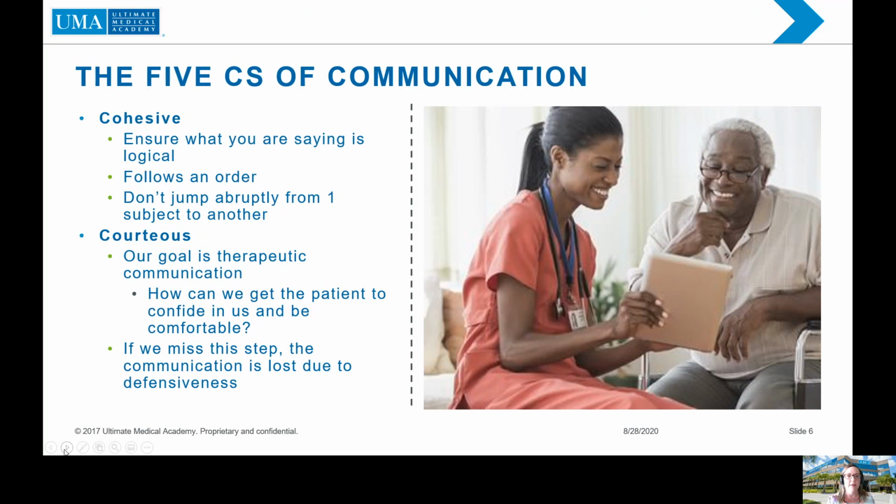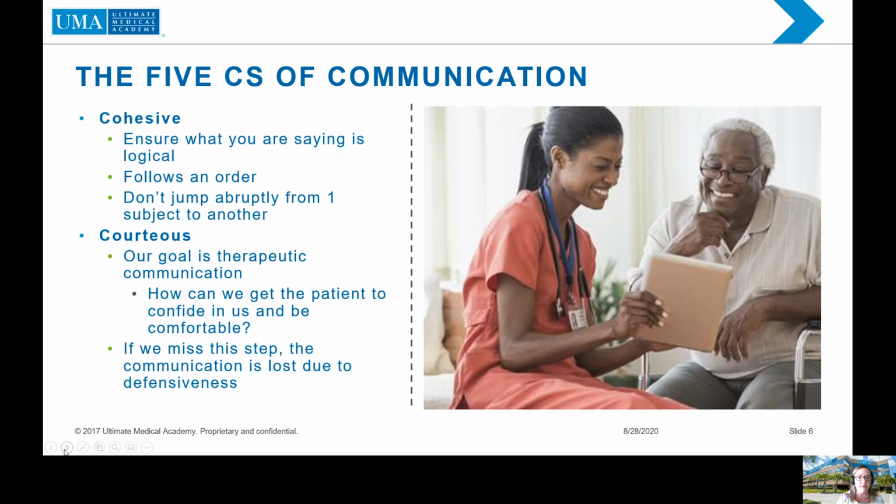Ensure what you're saying is logical, that it follows in order. You don't want to jump abruptly from one subject to another. You want to transition nicely, okay? And also, when we're talking about being logical and following in order, what if we're giving a patient instructions on something? We want to make sure those instructions follow step by step. If not, they can be very confusing. And it's the same way with talking with someone with communication.